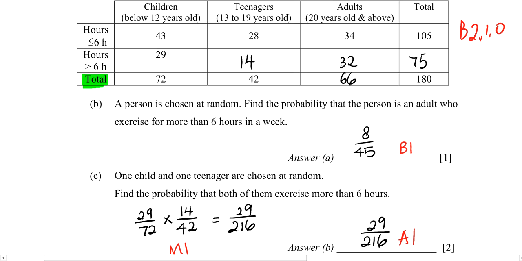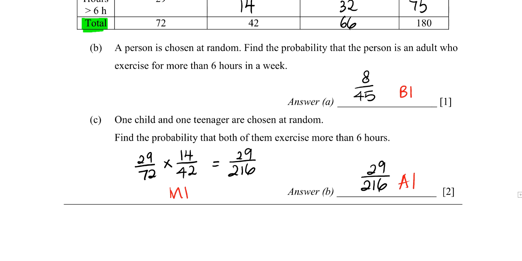Okay, part B. The probability, 8 over 45. And the last probability, 29 over 216. Anybody needs help? Which one? B or C? Anybody needs help for B?